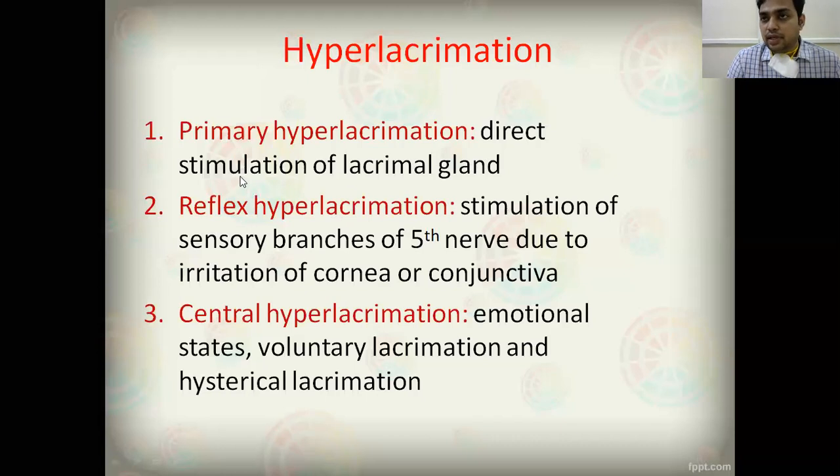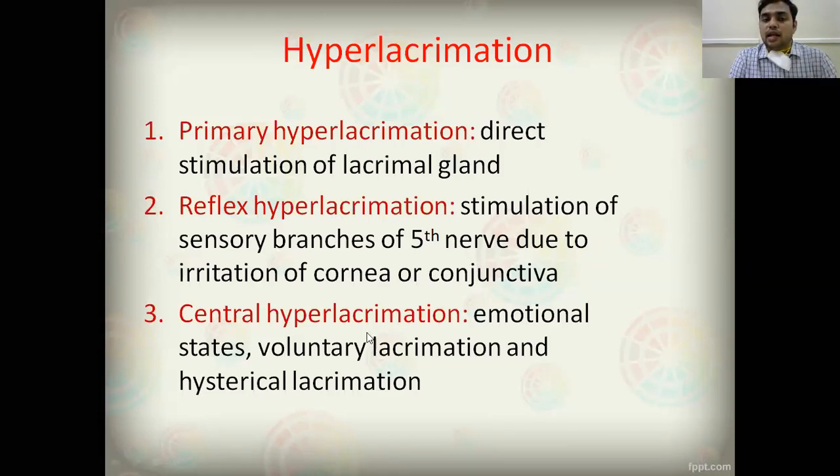And the second one is reflex hyperlacrimation. It is due to reflex stimulation of the lacrimal gland, because it is supplied by the sensory branch of the fifth nerve. Due to irritation of the cornea and conjunctiva, there is a reflex hyperlacrimation. It is supplied by the fifth cranial nerve, that we call reflex hyperlacrimation.